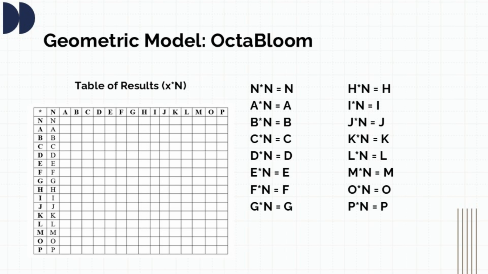Now, if we operate G star N, we'll get G because first we will rotate the flower 315 degrees counterclockwise and then we will do nothing, which results into G.